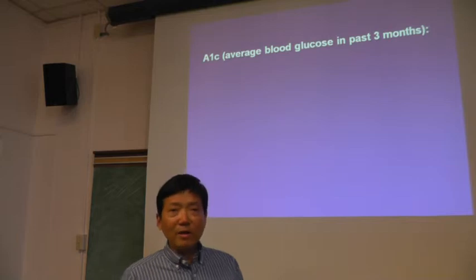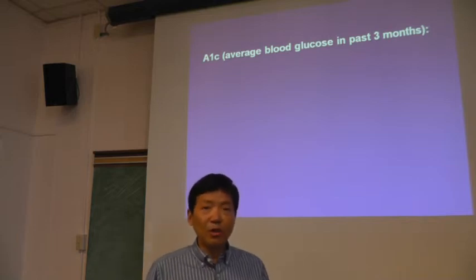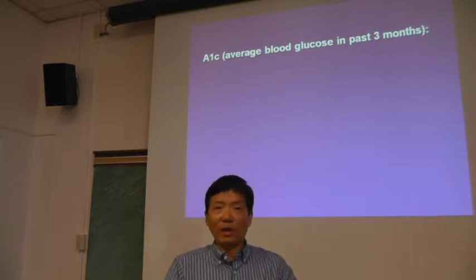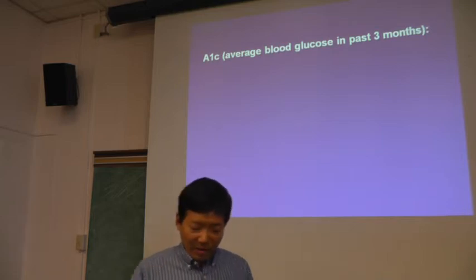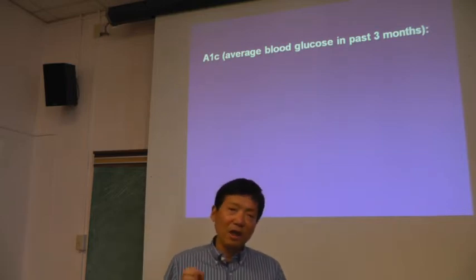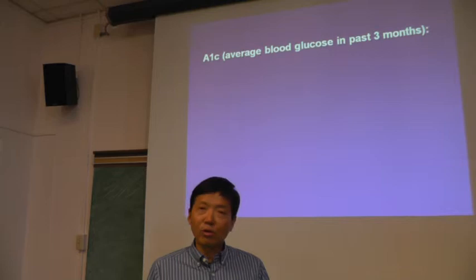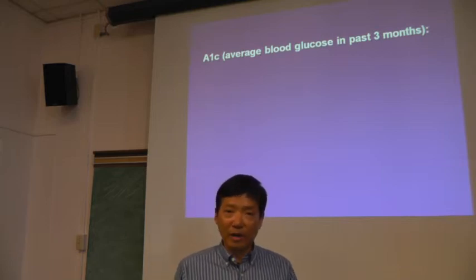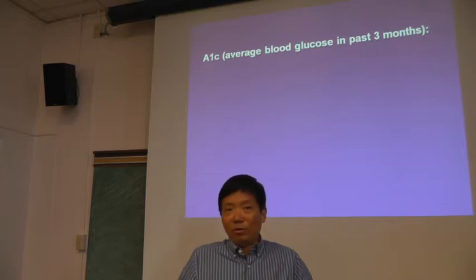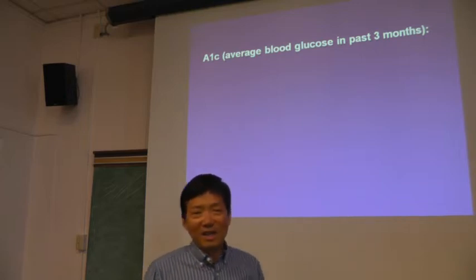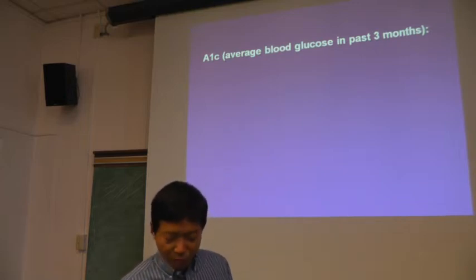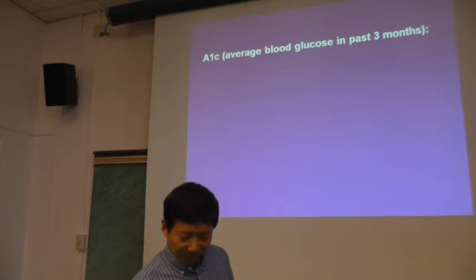So there's one test called A1C, which you need to go to the lab for, where they draw blood and do the test. This A1C is very important. It gives you an average blood glucose level over the past 2 to 3 months. So next time you go to see your doctor, ask the doctor for the A1C, because that will give you a much better view of your blood glucose in the past 3 months.